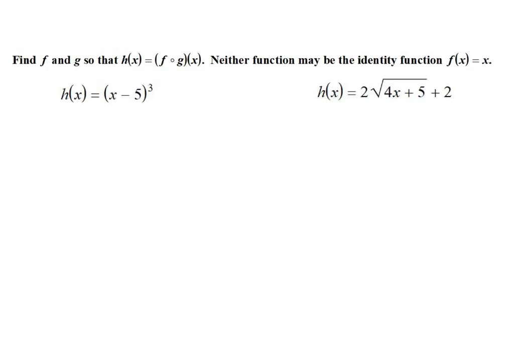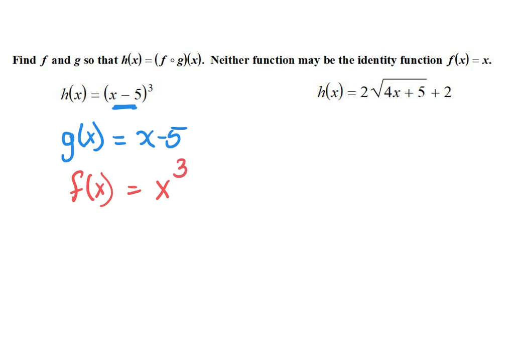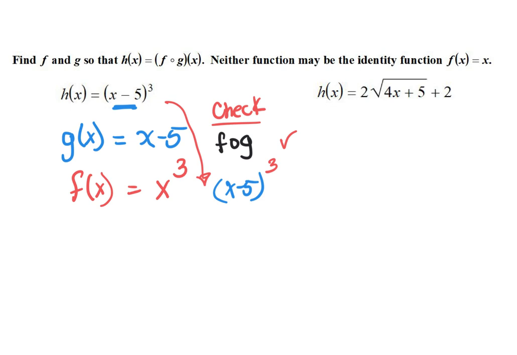So I want to break up h of x. Well, I want to pull out this inner function, so I'm going to call that g of x. And that's going to be x minus 5. When I pull out the x minus 5, whatever's left over will be my f function. So I'm left with x to the third power. I can check my work. So if I were to do f of g, starting with my f function, x minus 5, put in parentheses, go back to my f function, to the third power. They are the same. So check. We're good.